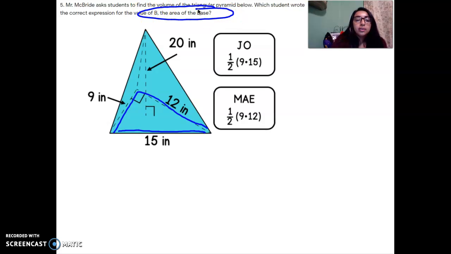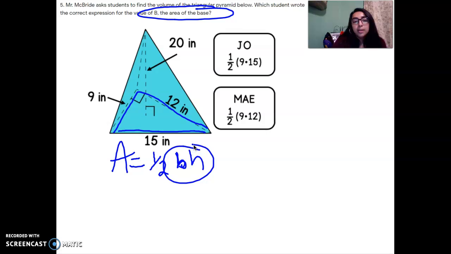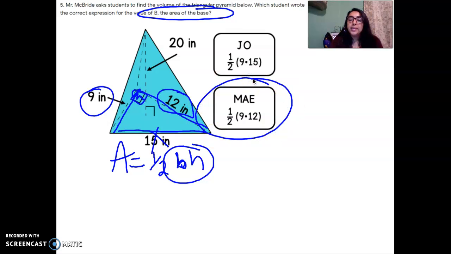Now, my base is a triangle. Area of that triangle would be half base length times height. But remember, we have to have a 90-degree angle between my base and my height. So here's that 90-degree angle. So I'll use 12 and 9. And that 15 is kind of extra information. So I'll take half of 9 times 12, which would maybe be correct.